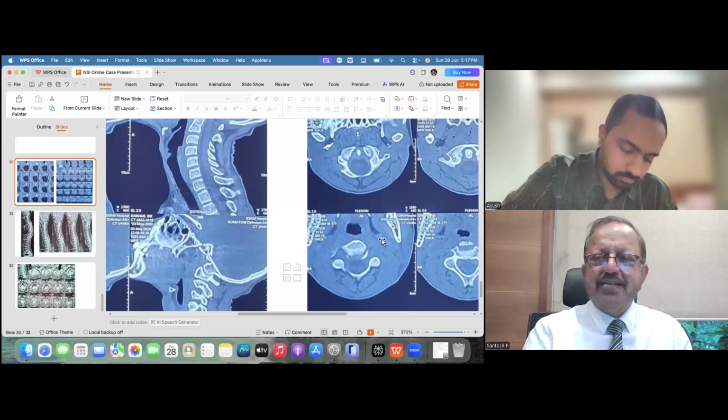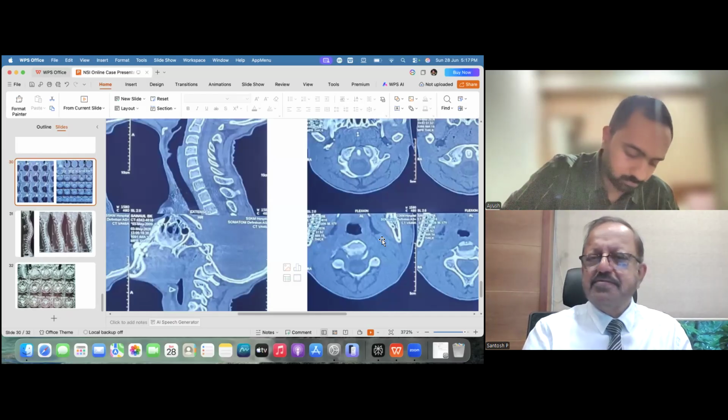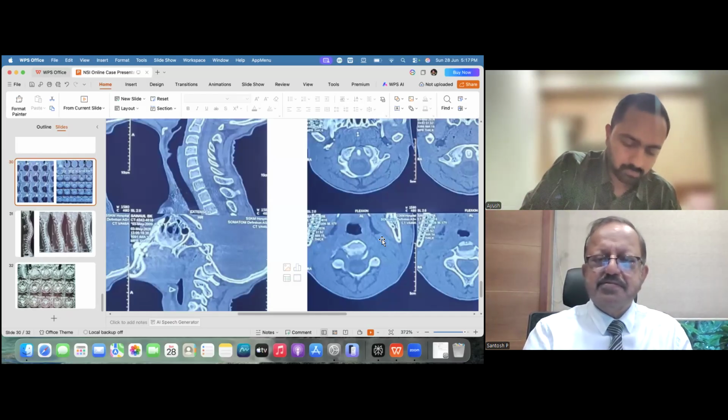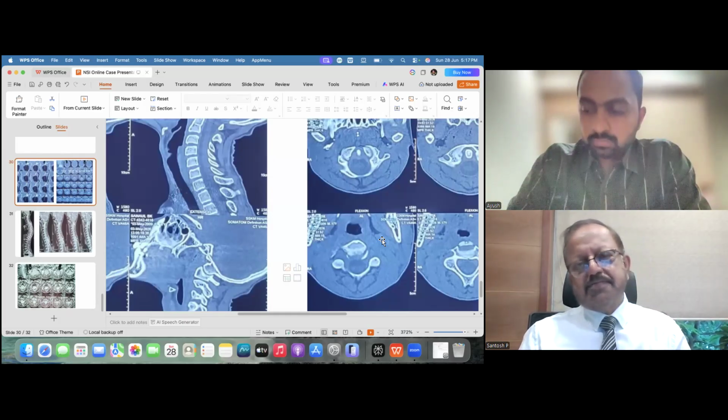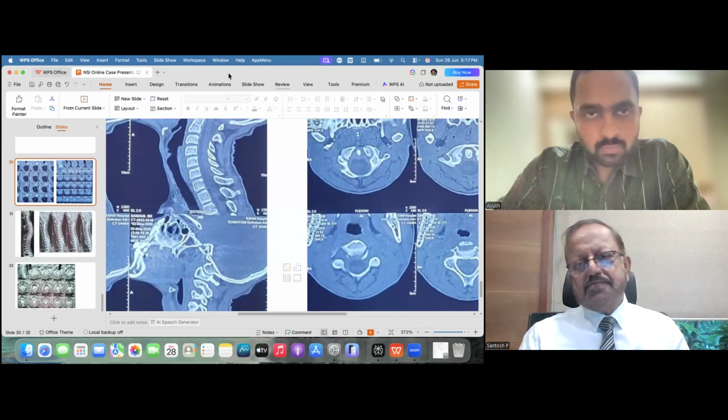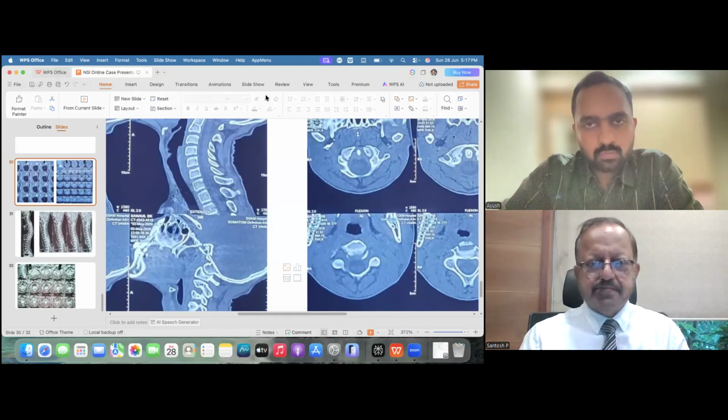Okay, let us assume two scenarios. In one case there is instability, and in another case there is no instability. So how does the management change? Sir, we'll have to fix C1, C2, sir. So how do you fix C1, C2? By Goel's C1, C2 posterior fixation method, sir. No. What is Goel's method? What does Sir do?